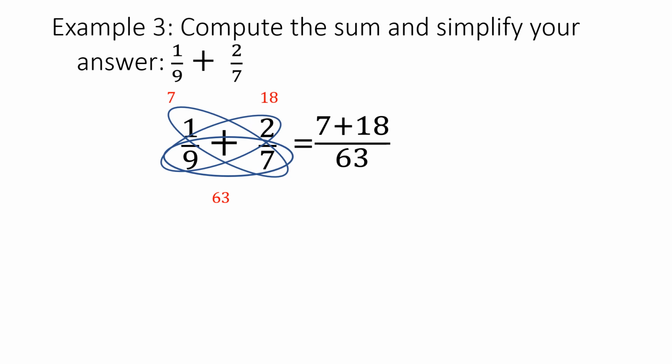And so this now looks like our first example, and we're just going to add the numbers on top, and then 63 is going to stay the same. Just to review that process, I multiplied across the diagonals to get that 7 and that 18, and then I multiplied the two numbers at the bottom to get that common denominator of 63. Now I'm going to simplify 7 plus 18, which is equal to 25, and then the bottom number is 63. Now, this is simplified. 25 is only divisible by itself and 5, and 63 is not divisible by 5. So we know that this is going to be our simplified answer for example 3.